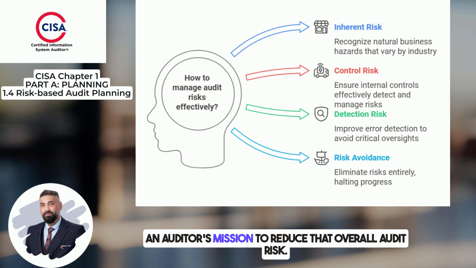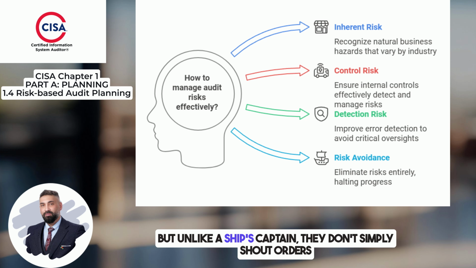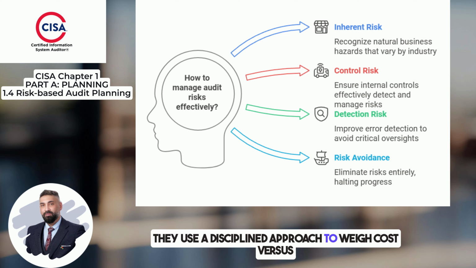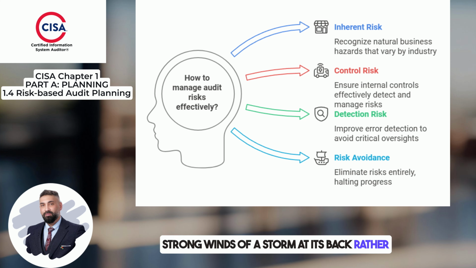An auditor's mission? To reduce that overall audit risk. But unlike a ship's captain, they don't simply shout orders or pull the ship out of the water entirely. That would be akin to risk avoidance, eliminating the chance of danger entirely by steering clear but also halting progress. Instead, risk-based auditors aim for balance. They use a disciplined approach to weigh cost versus benefit, assess the impact of errors, and even leverage risk when practical, much like a ship catching the strong winds of a storm at its back rather than letting it capsize them.